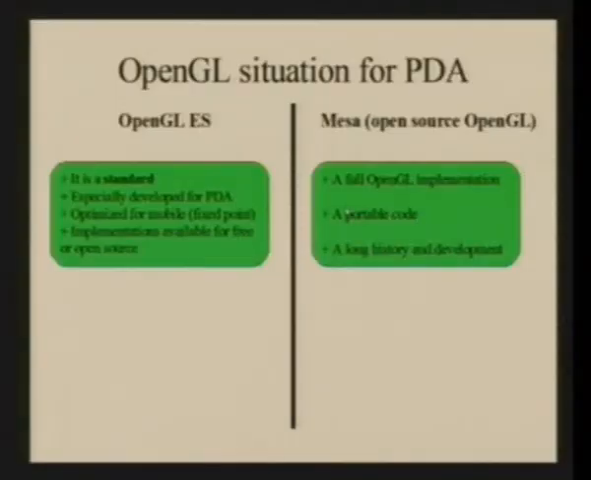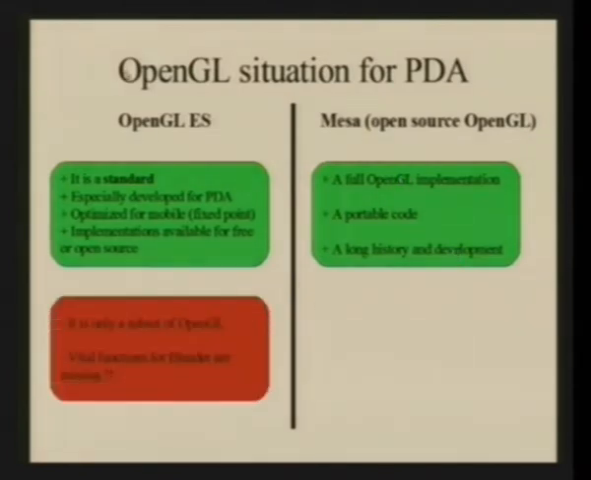And for Mesa, the good point was that it is a full OpenGL implementation. It is very portable code, so I had no problem compiling it for my Pocket PC. And this library has a long history and a good team working on it, so there is also a lot of support. The bad point for OpenGL ES is that it is only a subset of OpenGL, and Blender needs all OpenGL functions, and the missing functions were quite important here.